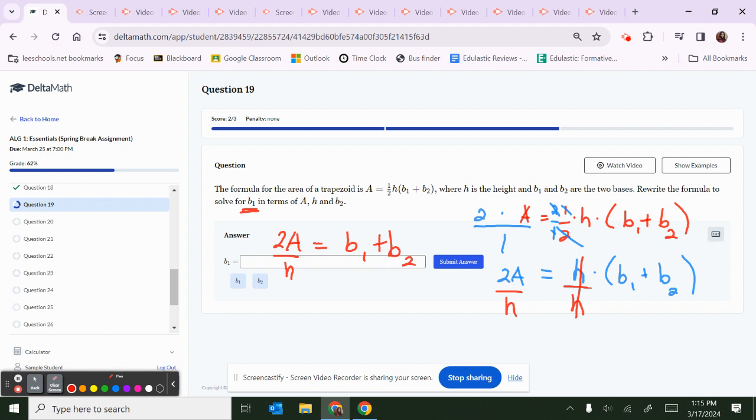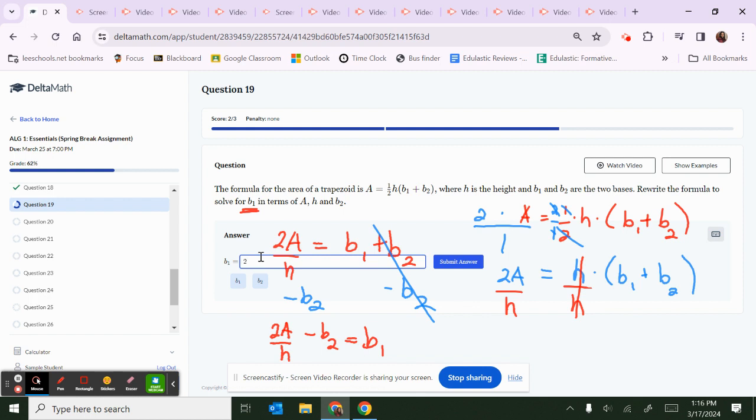So now my final step would be to isolate B1. B1 is being added to B2, so to get rid of an added B2, we would subtract B2. The B2s are canceled, and I would end up having that B1 is equal to, do you think I can subtract B2 from 2A? No. So I will have it as 2A over H minus B2. And see how I have the B2 all by itself? Just like that. So let's type that answer in.